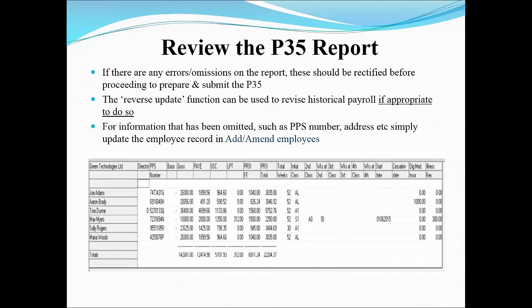So if you notice any errors or omissions on the report, you should rectify those before proceeding to preparing and submitting the P35. The reverse update function can be used to revise historical payroll information where it is appropriate to do so. And for information that has been omitted, such as a PPS number or address, etc., you could just go to Employees and add and amend Employees to rectify that.